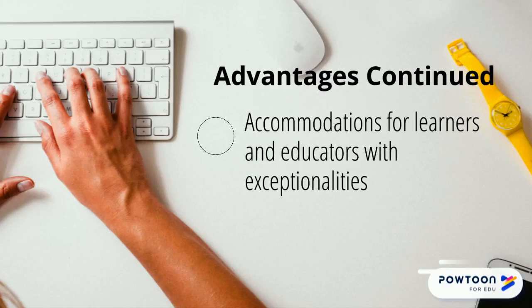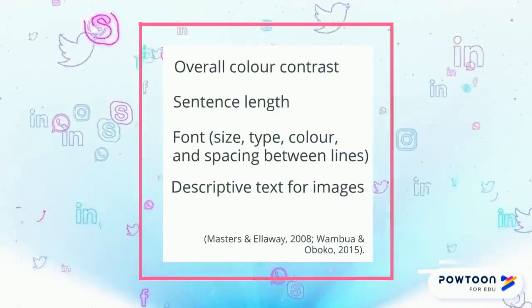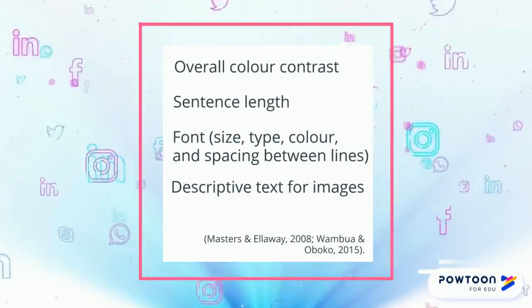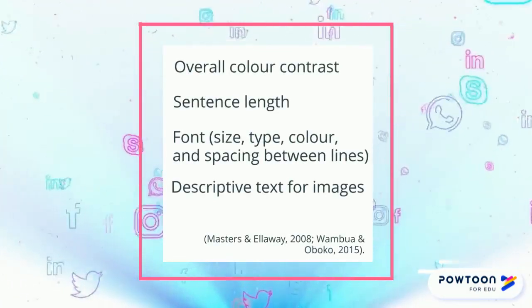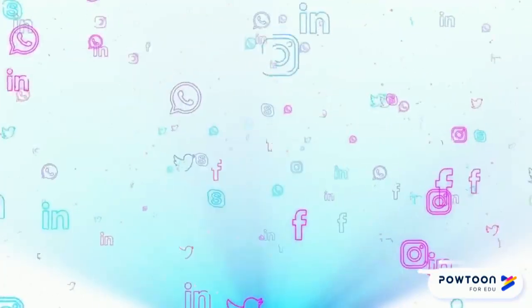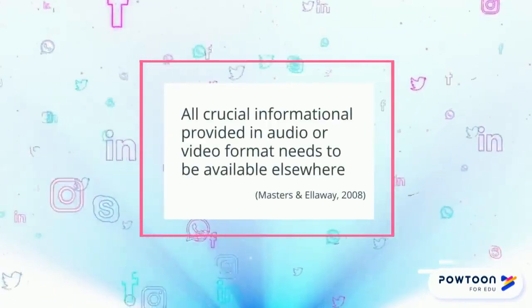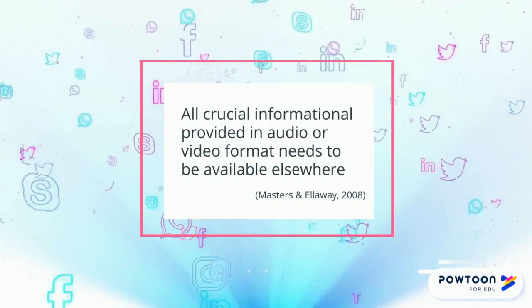There are also a number of adaptations we can make to the course for learners and educators with disabilities. However, this can also be a challenge, because as educators we need to consider how people with disabilities will be able to engage with our e-learning materials. Some things you may want to consider include overall color contrast, sentence length, font choices, including the size, type, color, and spacing between lines, and providing descriptive text for images. Audio and video files can also be tricky. All crucial information needs to be available somewhere else so individuals who are deaf or hard of hearing don't miss it. This is why I closed caption the videos that I make.